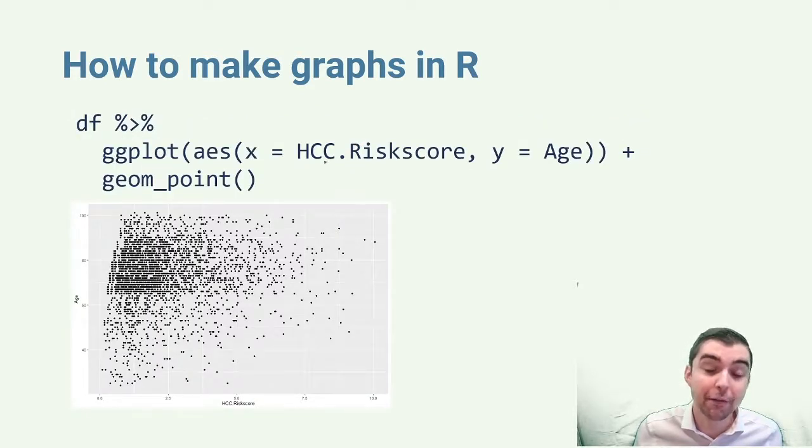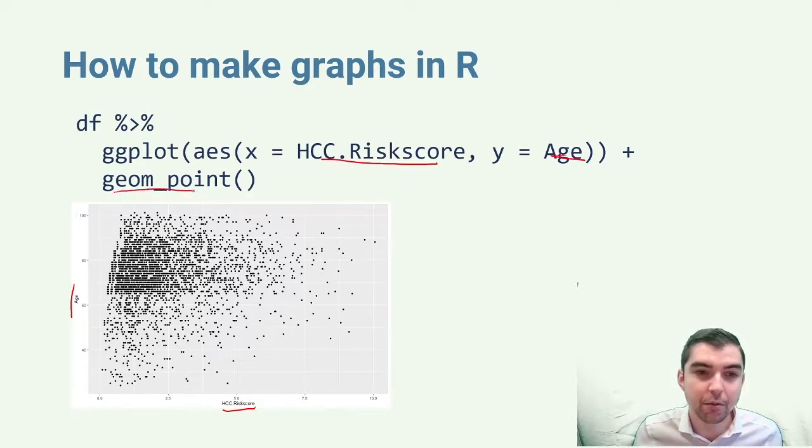If you want to make a graph of more than one variable, such as a scatter plot with risk score and age, you have to specify multiple variables in the aesthetic. So here x is risk score. See that this is on the x-axis, y is equal to age. Then you add a geom point object.